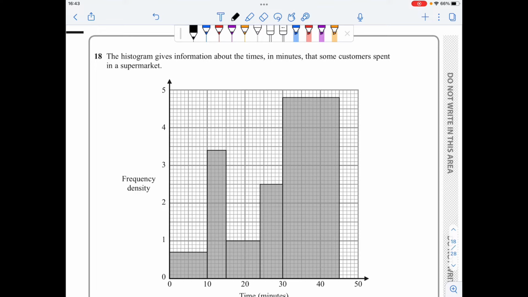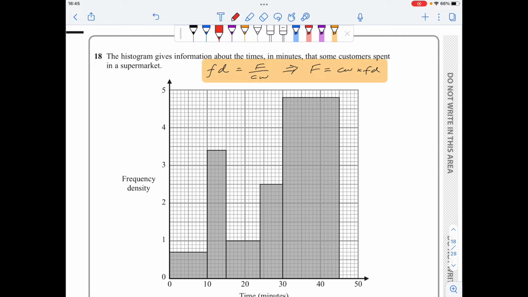For question 18, I will use the following fact. Frequency density is equal to the frequency over the class width, which means that the frequency is equal to the class width times the frequency density. Now, the class width is equal to the base of each rectangle, of each bar. So let's find the class widths.